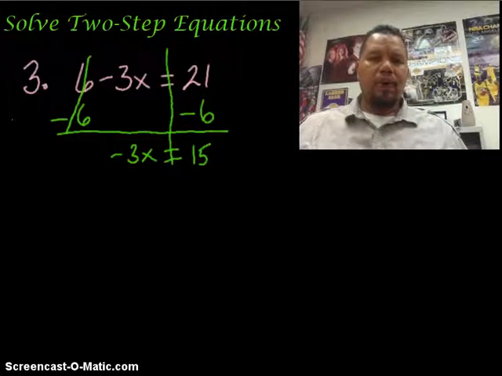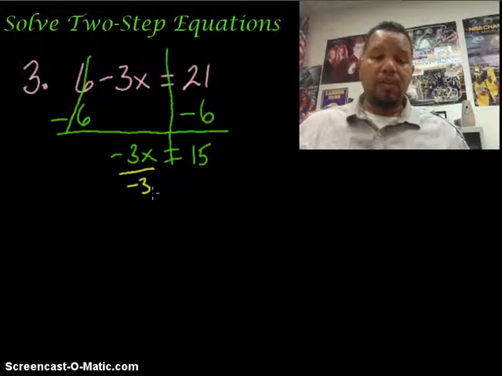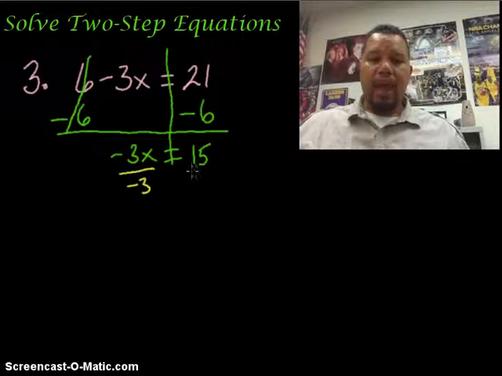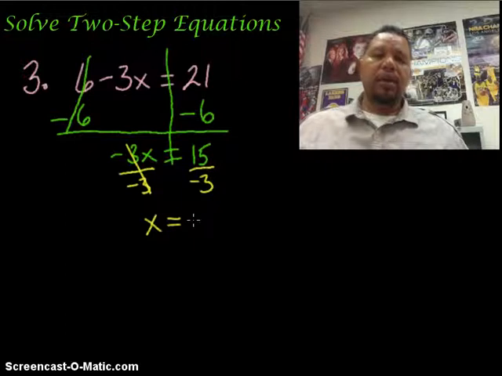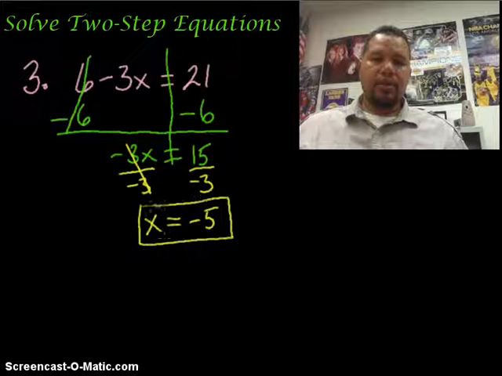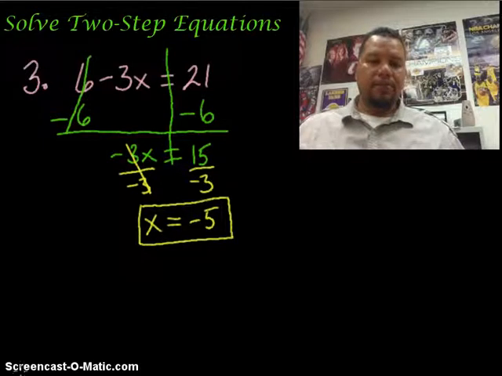And now I want to continue isolating for x. X is being multiplied by negative 3. So the opposite of multiplying by negative 3 is to divide by negative 3. The division property of equality states that if I divide the left side by negative 3, I need to divide the right side by negative 3. So that gives me my x by itself, and a positive 15 divided by a negative 3 gives me a negative 5 for my answer. So x is equal to negative 5.